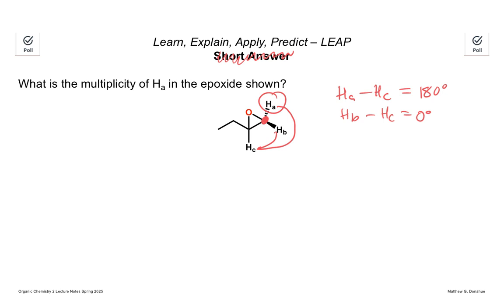So A couples to C because it's a neighbor, so that's a doublet. But since B is different, it also couples to that, even though they're on the same carbon. So what you end up with is a doublet of doublets. The coupling from A to C is probably like 13 hertz or something. But then A to B, since the angle between them is smaller, it's probably like 2 hertz.